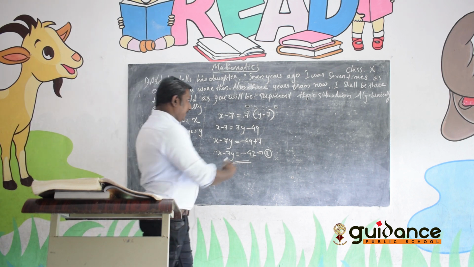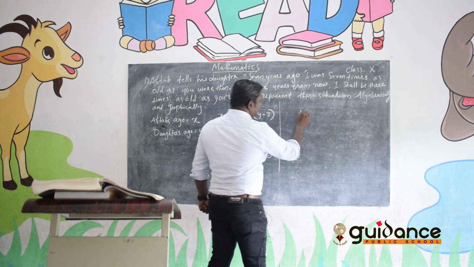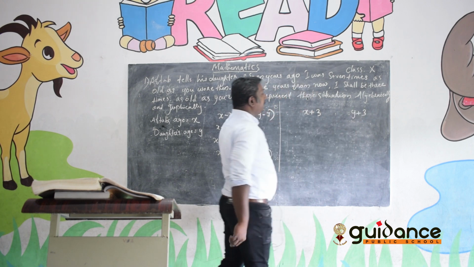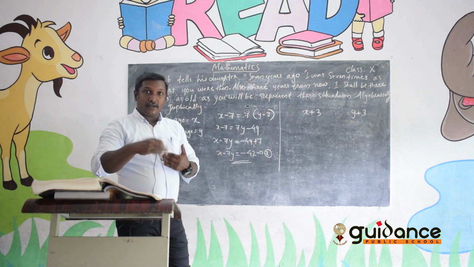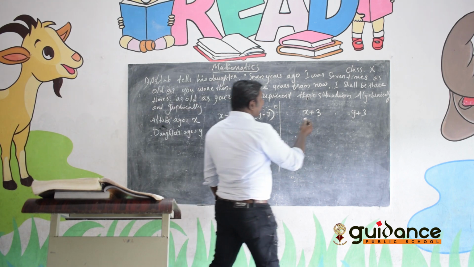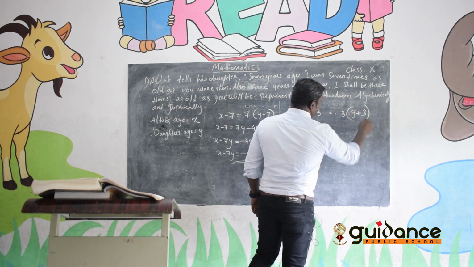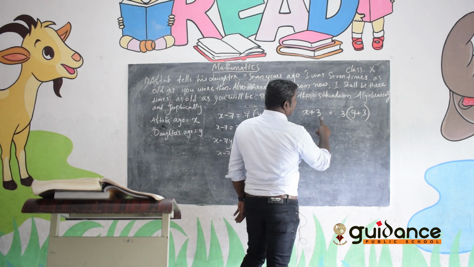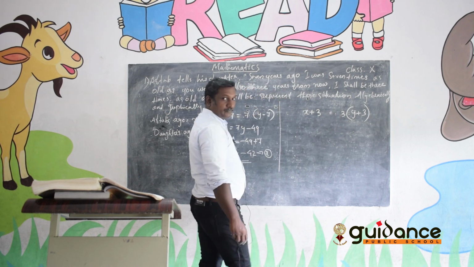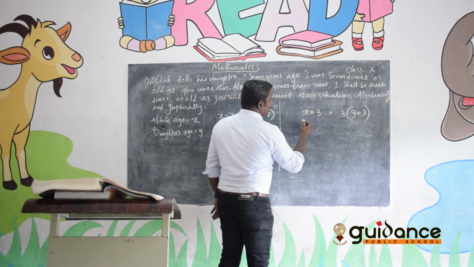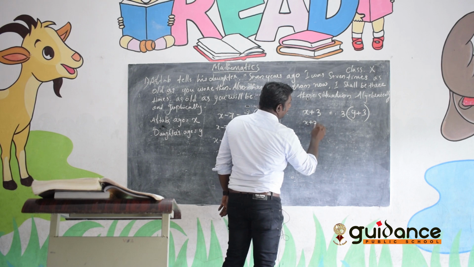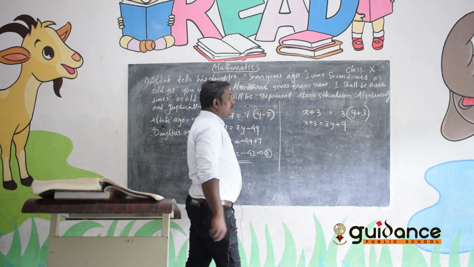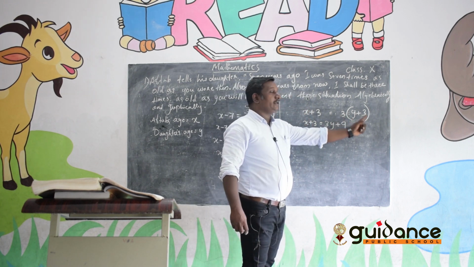3 years from now means after 3 years, that is x plus 3 and y plus 3. The daughter's age and Aftab's age from now, after 3 years, Aftab's will be 3 times the daughter's age. That we can write as x plus 3 equals 3 times y plus 3. That also we can solve: x plus 3 equals 3y plus 9. How can we get 9? 3 into y is 3y, 3 into 3 is 9.